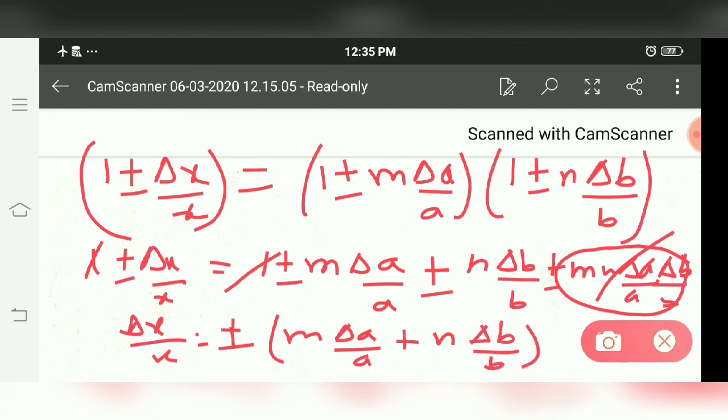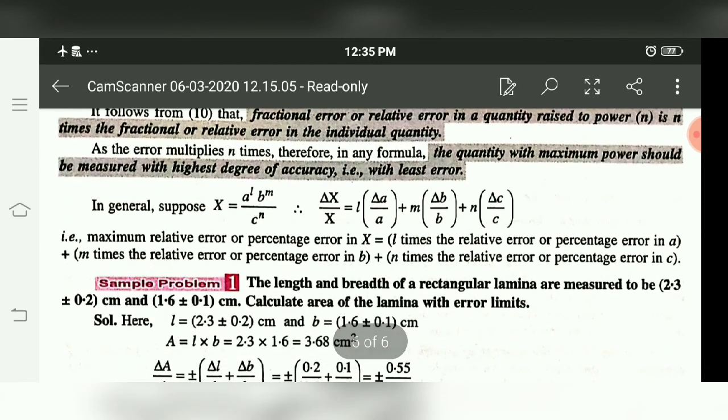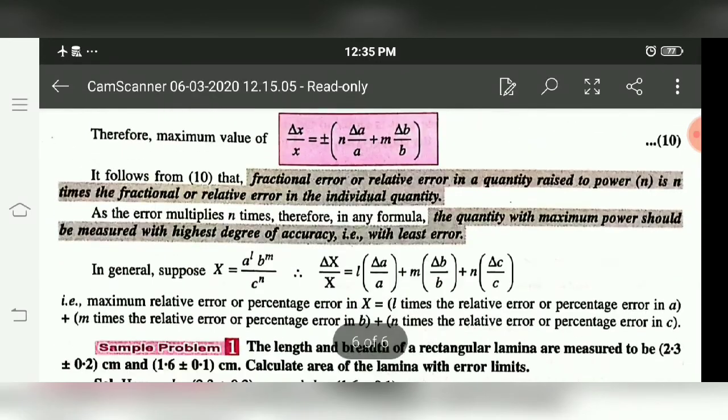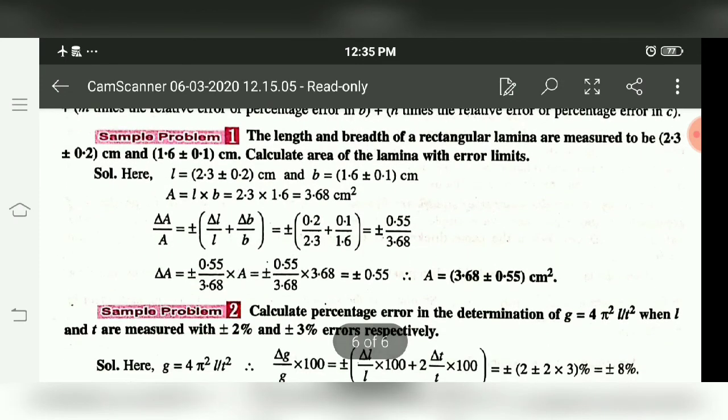This means the result is same as the product and division, but if we have any power either in the denominator or numerator, the power will just come in front. It makes no difference whether it is present in the denominator or numerator; for all terms, the power will come in front of the term with relative error with plus sign. So this is the result for the power term. Next we have to do a question.